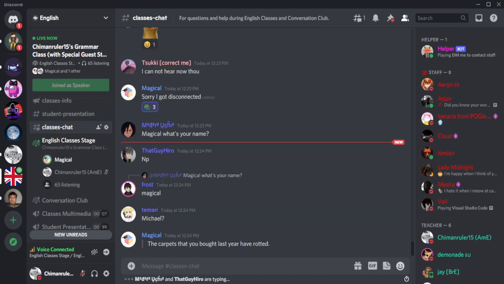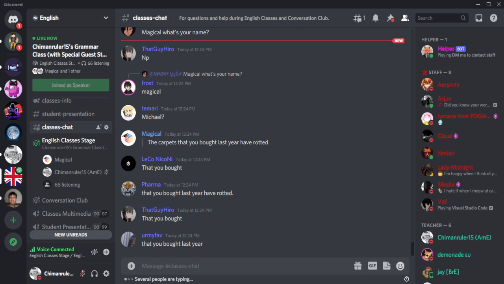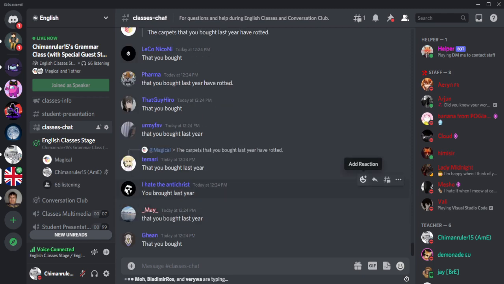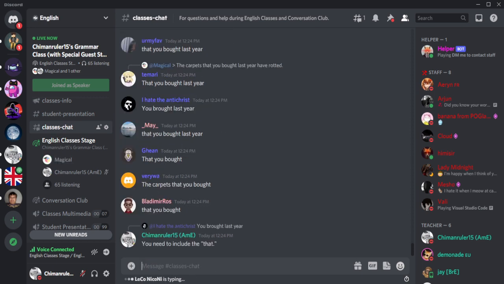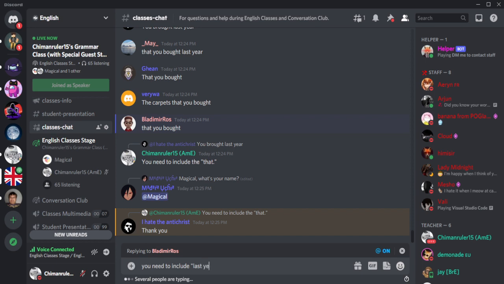See, we have this example. The carpets that you brought last year have rotted. Find the adjective clause. See, some of you are correct, some of you are not. The carpet that you brought last year: the carpet is the subject, the noun that we are describing. That you brought last year is an adjective clause.